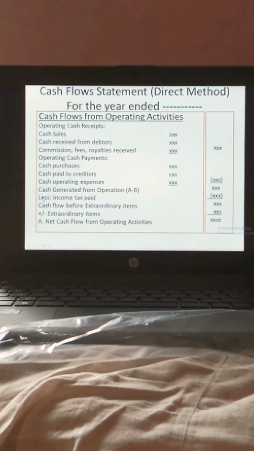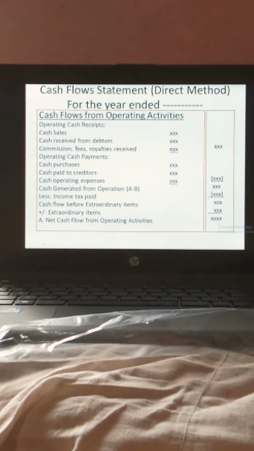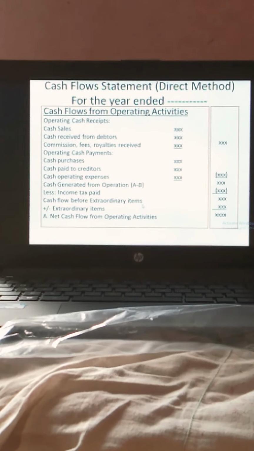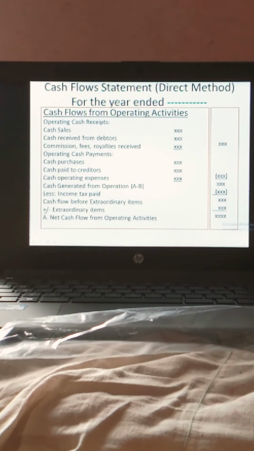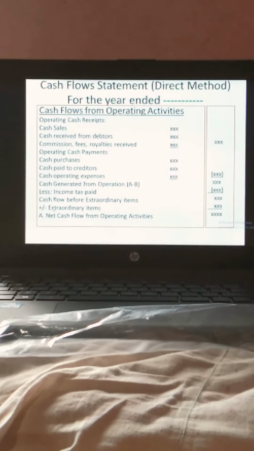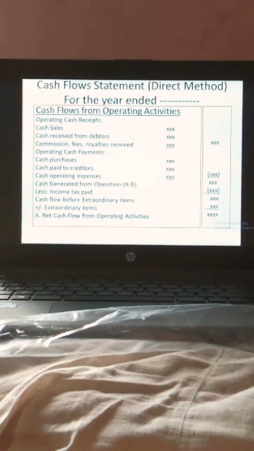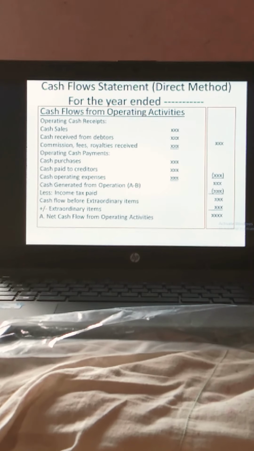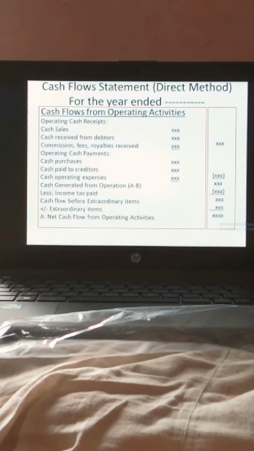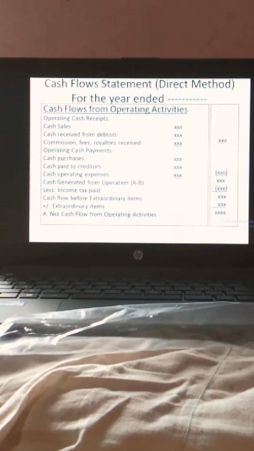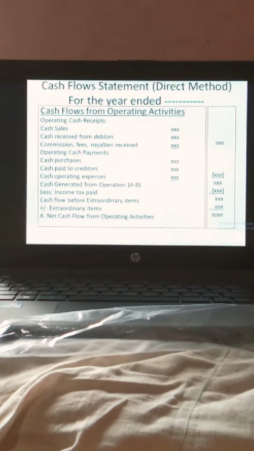From that, we have to deduct income tax paid, so that we get cash flow before extraordinary items. There we have to adjust the extraordinary items. Extraordinary items means those which are not recurring in nature, maybe loss due to theft, earthquake or other natural calamities. That will come under extraordinary items. That should be separately added or deducted as the case may be. Then finally you get the net cash flow from operating activity.